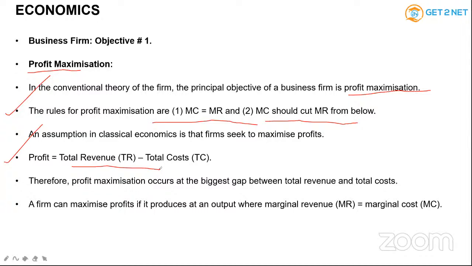But if we look at the pure economics concept, profit maximization happens because of two rules. Which two rules? One is that marginal cost should always be equal to marginal revenue, and the other is that marginal cost should cut marginal revenue from below. Depending upon whichever situation we are in, these two rules will work. But these are the rules for profit maximization. Okay, now let's move to the second objective.